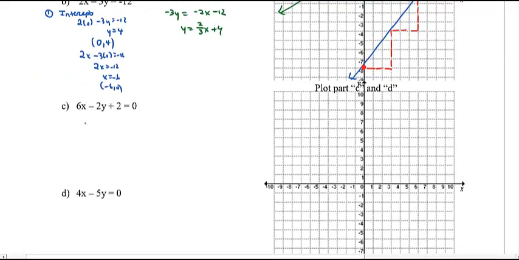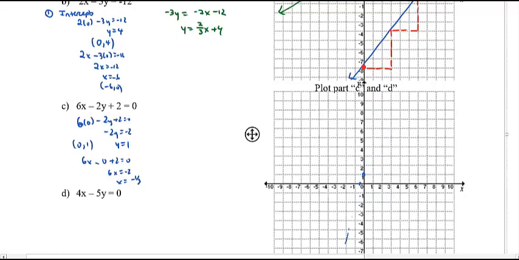Same idea for C. I will find the y-intercept first. So 6 times 0. Got 1, so 0, comma 1. Then I want to find the x-intercept, and this time it's a fraction. Ooh, negative 1/3. So the line looks something like this. There's C.